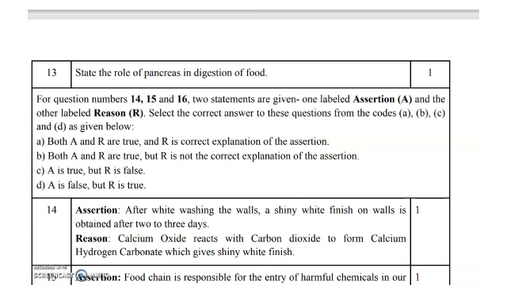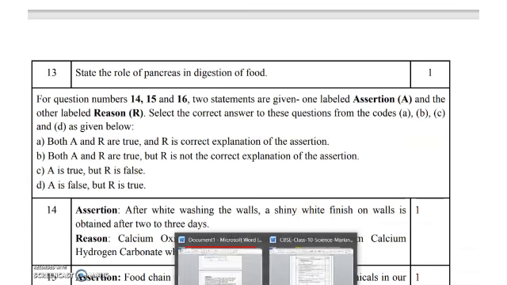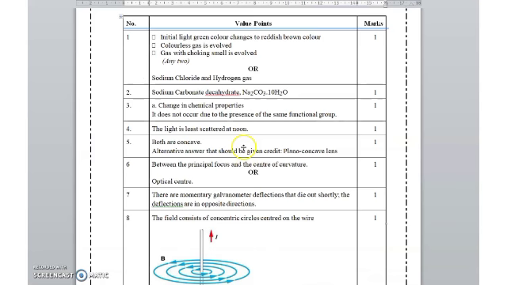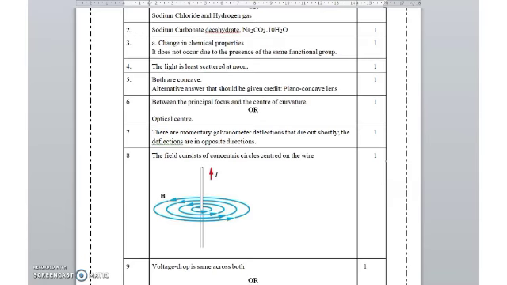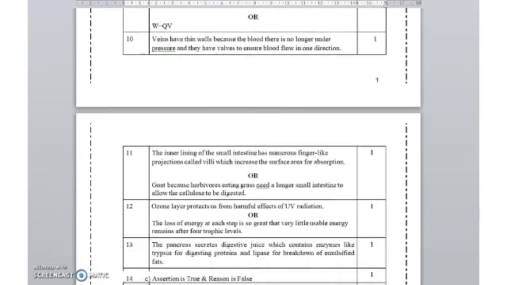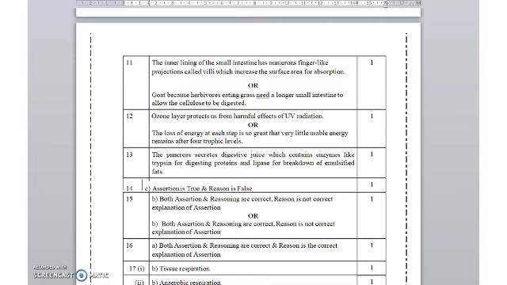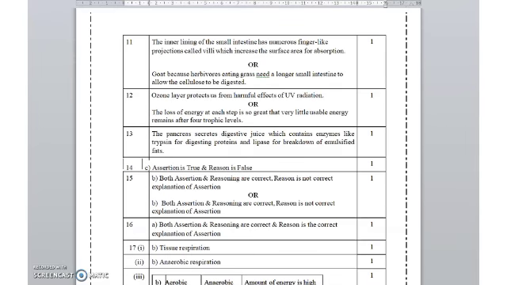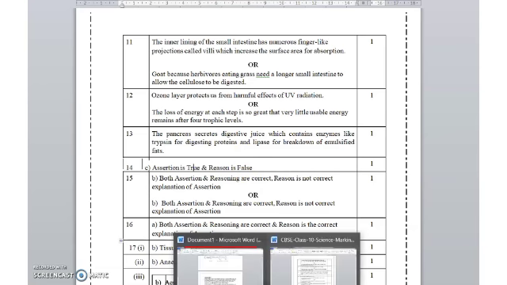So we have to identify whether the assertion is correct and the reason is correct, and whether the reason is the correct explanation of the assertion. So we'll see. Here you can see the 14th question. If you go to the CBSE site, you will get more examples, more types of questions. In the statement, the assertion is true but the reason is false. The formation of sodium hydrogen carbonate is not the reason for the shining.